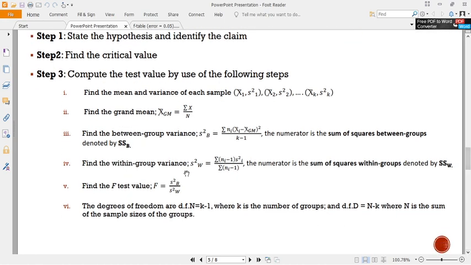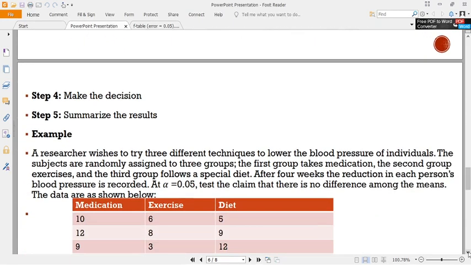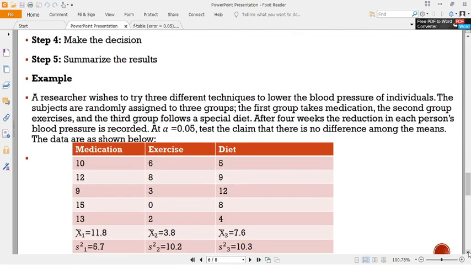So to get the test value, we divide the between group variance with the within group variance, and the degrees of freedom are: degrees of freedom numerator, which is k minus 1, and I mentioned that k is the number of groups, and then the degrees of freedom denominator will be the total population minus the number of groups or number of samples. So then we make a decision and summarize our results.